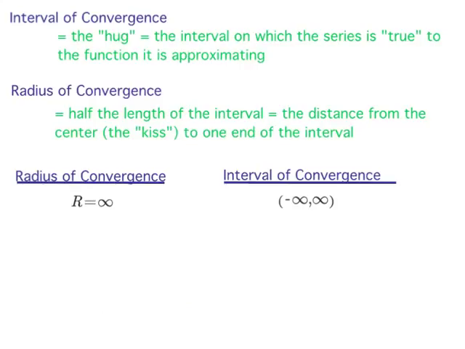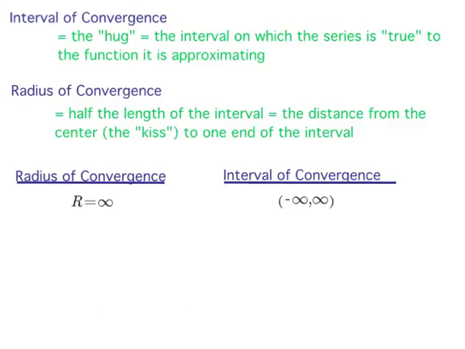So when my interval of convergence goes from negative infinity to infinity, my radius of convergence is going to be infinity. One option that we haven't spoken about is that sometimes our series is going to be pretty awful to approximate the value of a function, and they'll only agree at one single point at the center. If I only agree at one point, the interval won't have any length to it.